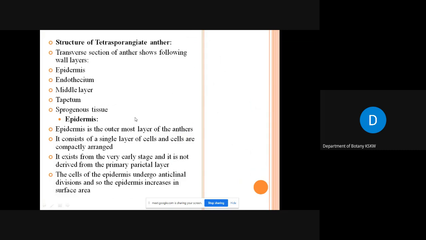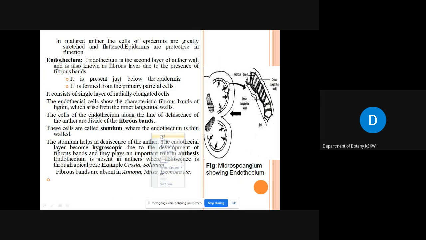which are compactly arranged. It is present from the early stage, and it is not derived from the primary parietal layer. The cells of the epidermis undergo anticlinal division, so the epidermis increases in surface area to accommodate what is being formed inside. In mature anthers, the cells of the epidermis are stretched and flattened. The function of the epidermis is to provide protection.